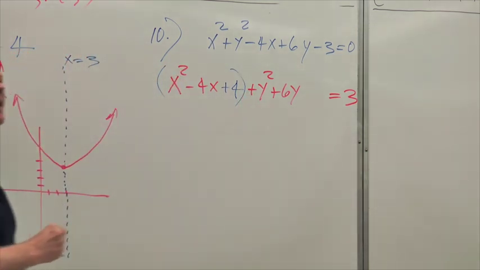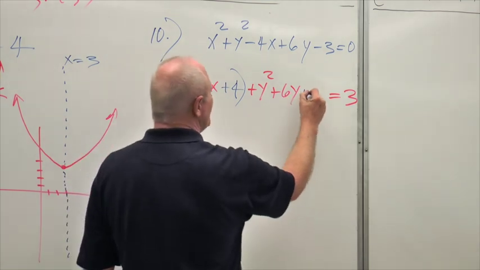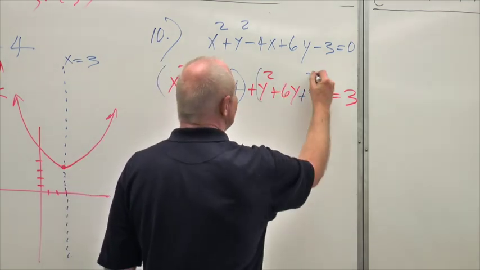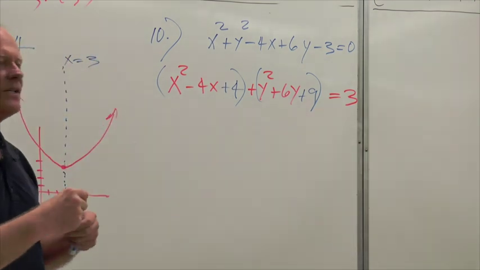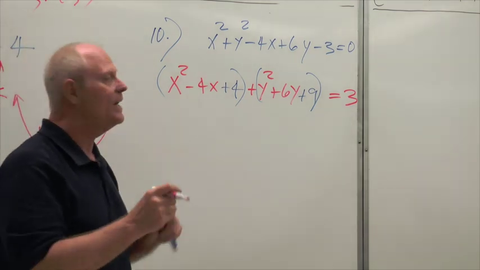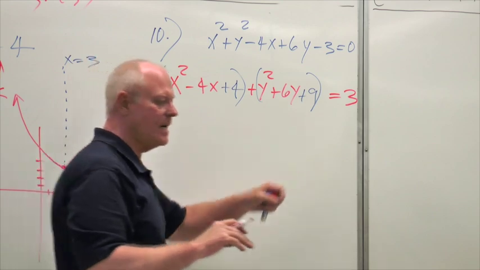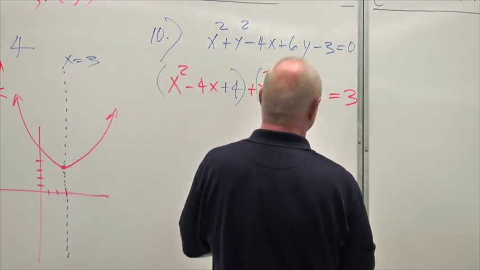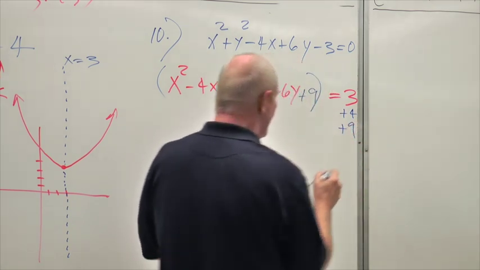That's a perfect square trinomial. Good? Half it, square it, add it. What are we adding? 9, right? Good? But we changed the left-hand side of the equation. We added a 4 and a 9 there that weren't there. So what do we have to do to the right-hand side? Add a 4 and a what? 9, right? Don't forget it. Okay.